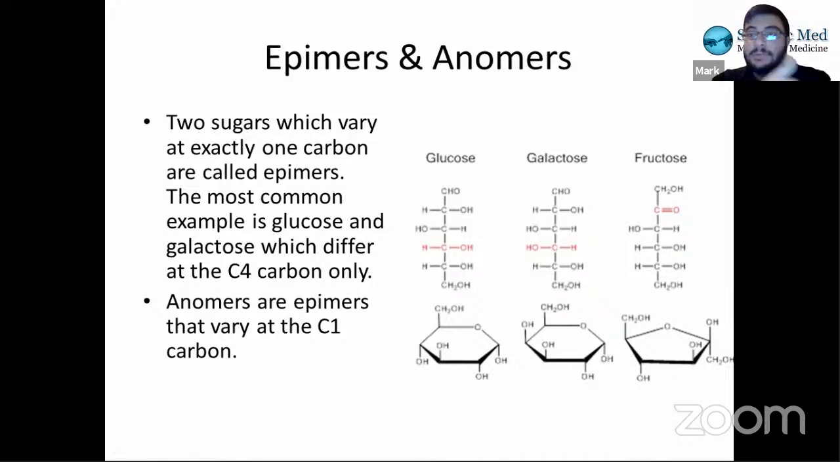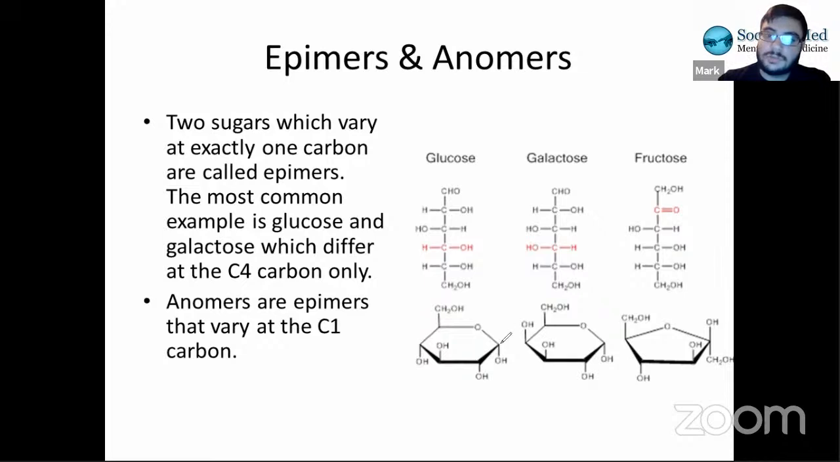Next, we want to talk about epimers and anomers. I always see at least 1 or 2 questions on the MCAT that are very similar to this, where they give you something like glucose and galactose, and they ask you what are these 2 molecules called, or what is the name of this relationship between these 2 molecules? And it's called an epimer. So two sugars which vary at exactly one carbon are called epimers. The most common example is glucose and galactose, which only differ at the C4 carbon.